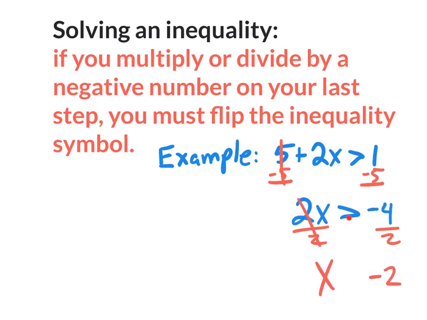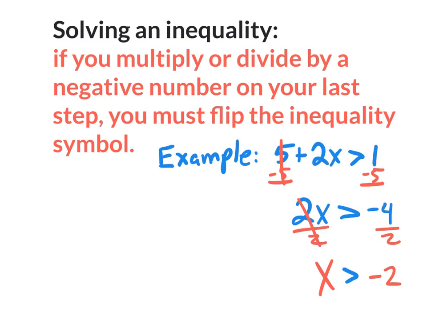Now the question is, do I keep this symbol or do I flip it? What does it say? If you multiply or divide by a negative number. Did we multiply or divide by a negative number? No, we divided by a positive number, right? So we do not flip it. We keep it exactly the way it is. The only time you flip the inequality symbol is if you would have divided by negative 2, or multiplied by a negative number.